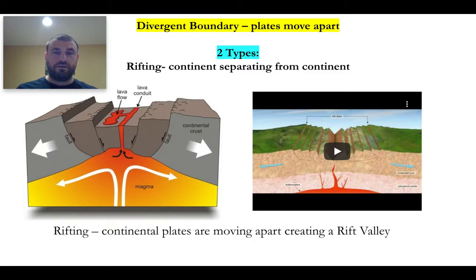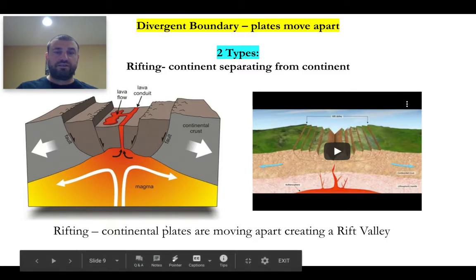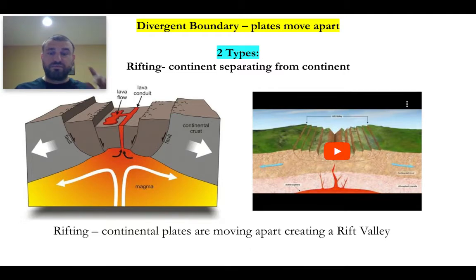Okay. So rifting is when continental plates are moving apart, creating a rift valley. The world's most famous rift valley is called the East African Rift Valley, and that's also in the reference table in the plate boundary chart. You should have seen it. It's more of a complex boundary, but it's mainly divergent.